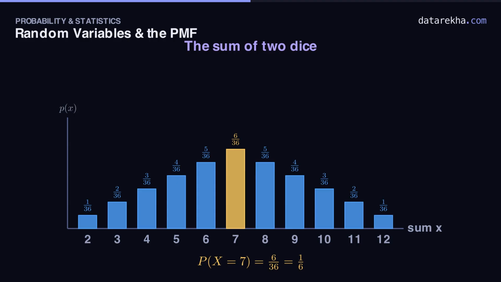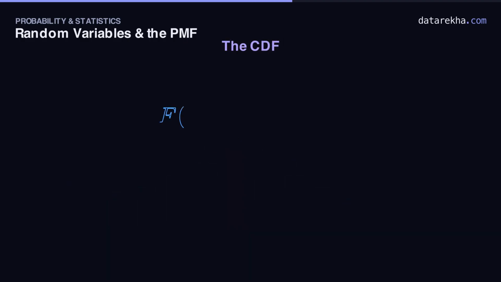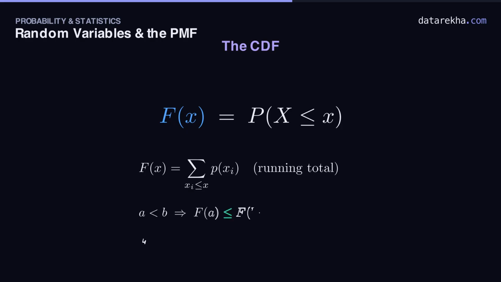The mass function answers what's the chance of exactly this value, but often we want the chance of this value or anything below it. That's the cumulative distribution function, written with a capital F. For a discrete variable, F of x is just the running total of the mass function. Add up every p up to and including x.